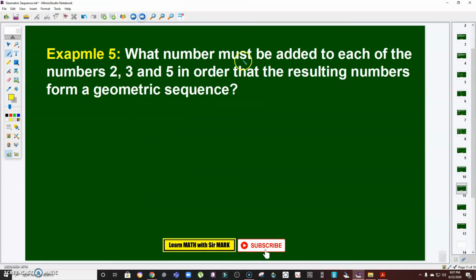Next, problem number 5. What must be added to each of the numbers 2, 3, and 5 in order that the resulting numbers form a geometric sequence? Definitely, yung numbers na 2, 3, and 5 are not geometric. Simply because, if you're going to divide this, 3 halves yan, ito, 5/3. So, hindi common yung quotient.